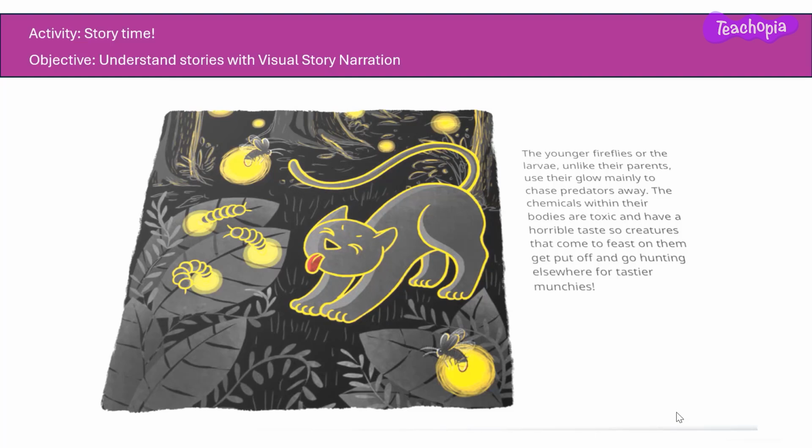The younger fireflies or the larvae, unlike their parents, use their glow mainly to chase predators away. The chemicals within their bodies are toxic and have a horrible taste, so creatures that come to feast on them get put off and go hunting elsewhere for tastier munchies.